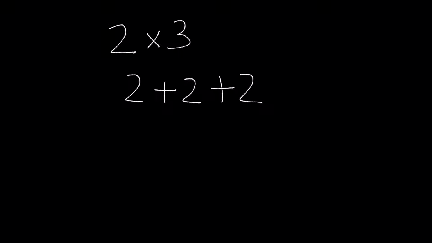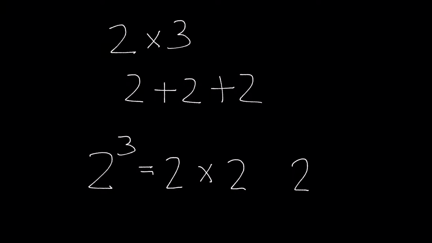So when I have 2 to the third power, our base, remember that's the big number, is the number that we are multiplying. And the exponent tells us how many of them we're going to have. So with 2 to the third power, we have 3 2's, and we're multiplying all 3 of them. So it would be 8.